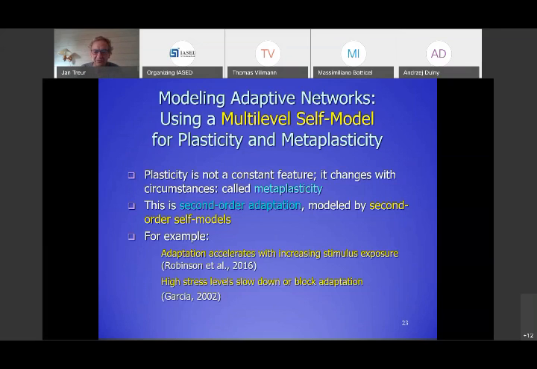Adaptation accelerates with increasing stimulus exposure. So stimulus exposure is one of the factors that influence your adaptation speed, say your learning rate. That's what is meant here. But also other things, like stress levels. Stress is not very healthy. And one of the effects of stress is that it slows down or even blocks adaptation.